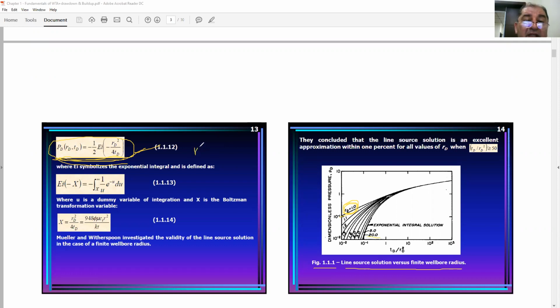So again, what is R_D, guys? R_D is R, the distance to any point, divided by r_w. When R_D is 1, it means that R equals r_w. So where are we in this case? We are in the wellbore. In this case, the pressure is going to change with t like this. See?